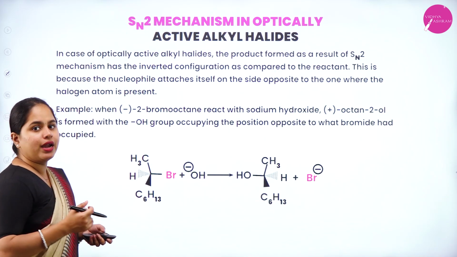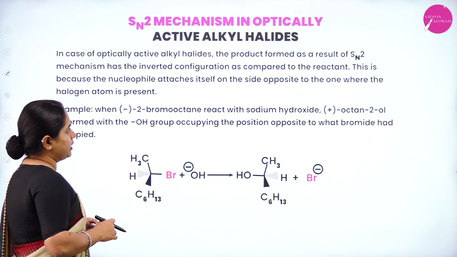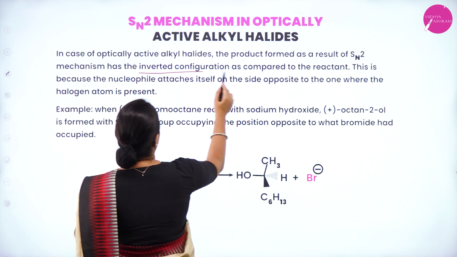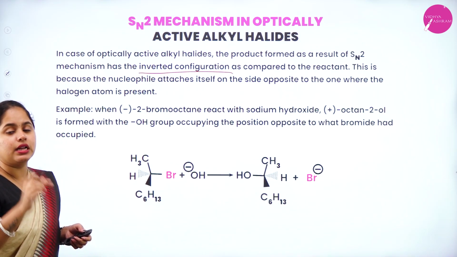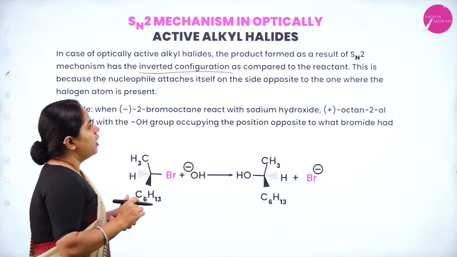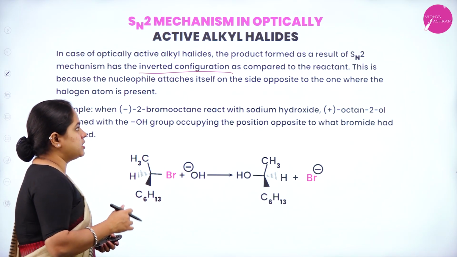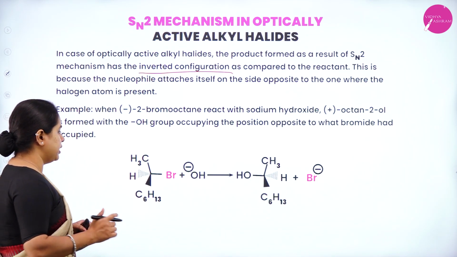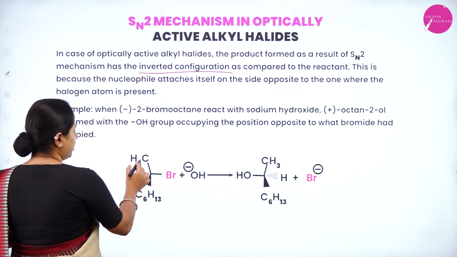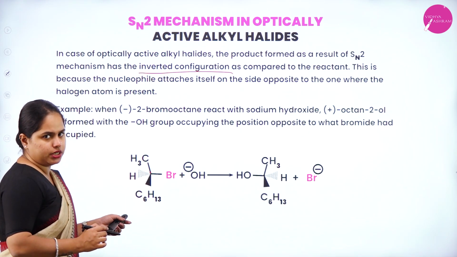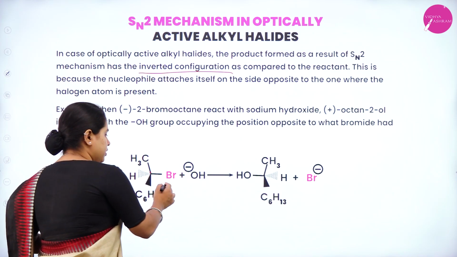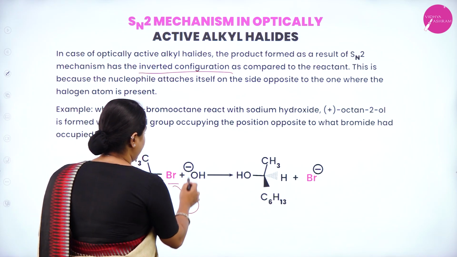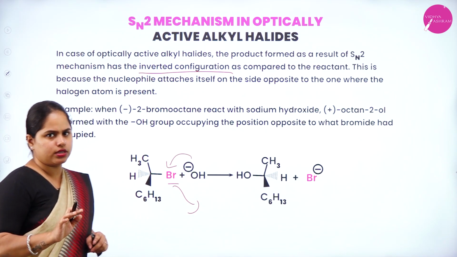Clear? Now moving on to SN2. In the case of optically active alkyl halides, the product formed as a result of the SN2 mechanism has the inverted configuration. So in SN2, what you have to remember is that inversion of configuration will take place. This is because the nucleophile attaches itself on the side opposite to the one where the halogen atom is present. So let's take an example here. This is the carbon atom. You have methyl, hydrogen and C6H13 here. Now, in the SN2 mechanism, the bromide will be removed and the OH minus will be attacking here.